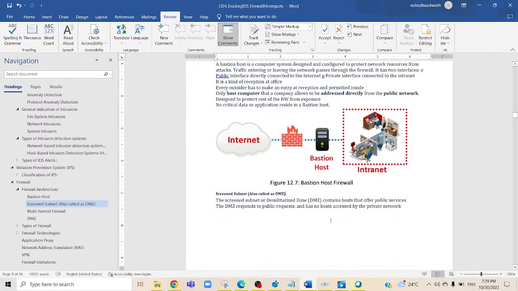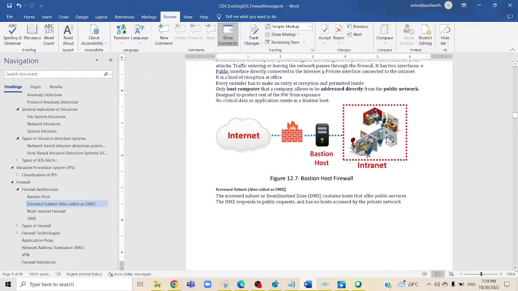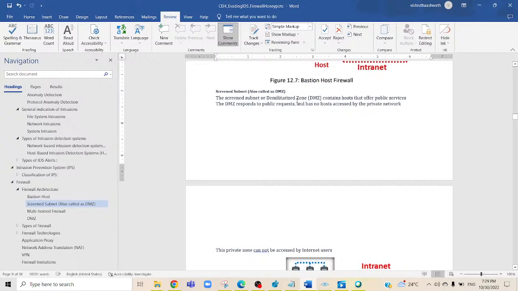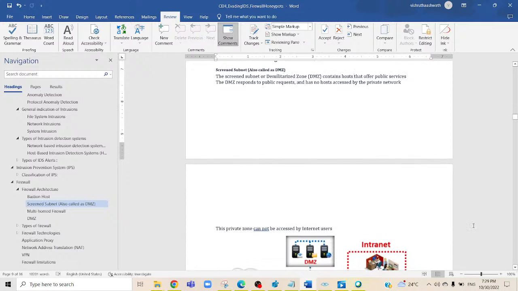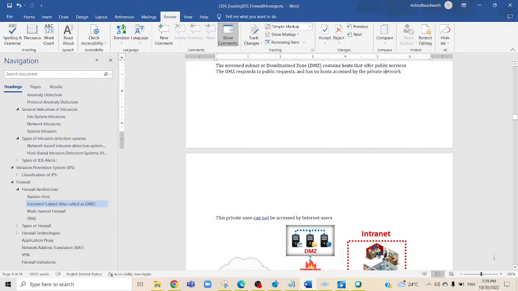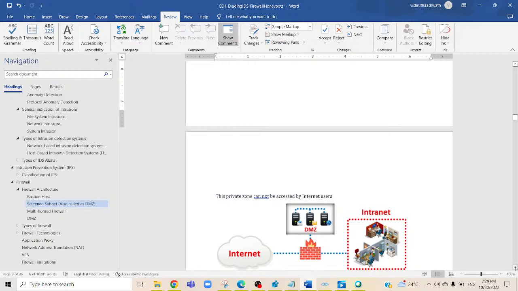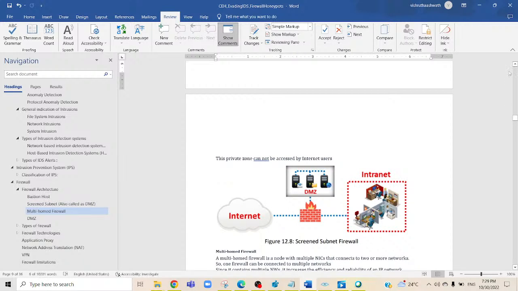So next we will see what is a screened subnet, which is also called a DMZ. The screened subnet or demilitarized zone contains hosts that offer public services. The DMZ responds to public requests and has no hosts accessed by the public network. This private zone cannot be accessed by the internet user.